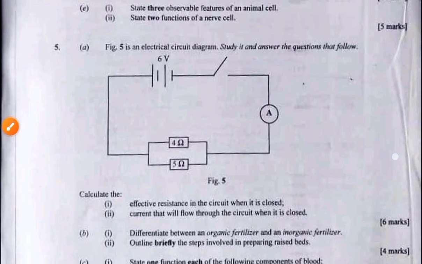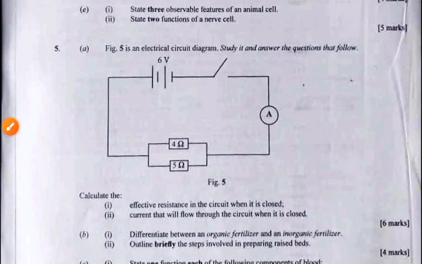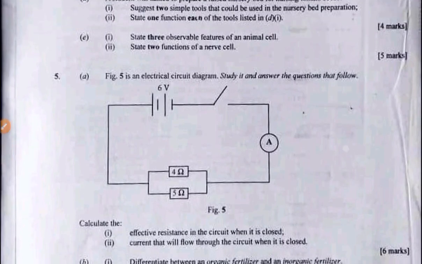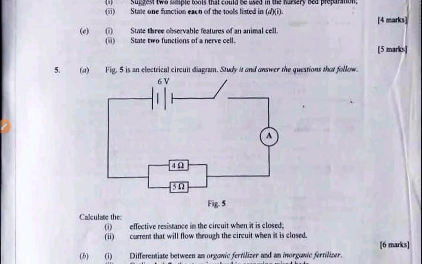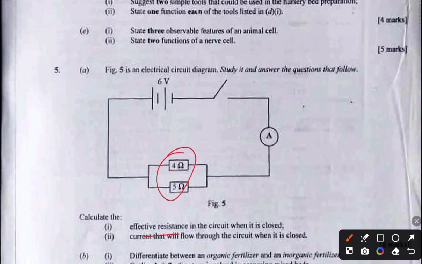So we have this circuit, and we are told to calculate the effective resistance. So these are the 2 resistors. Now to calculate the total resistance, it is 1 over RT equals 1 over 5 plus 1 over 4.